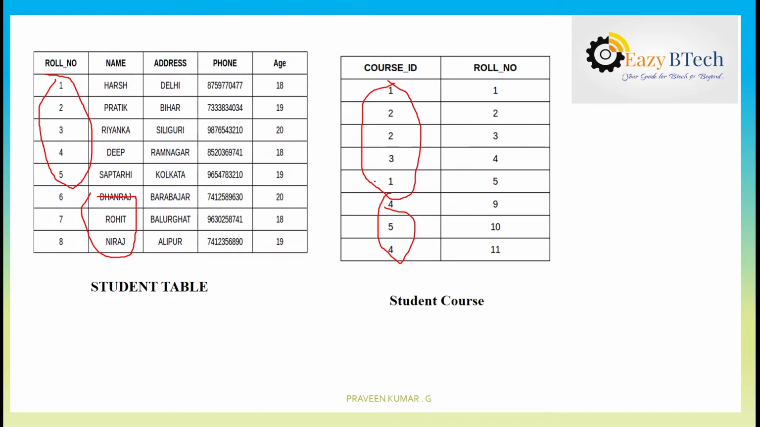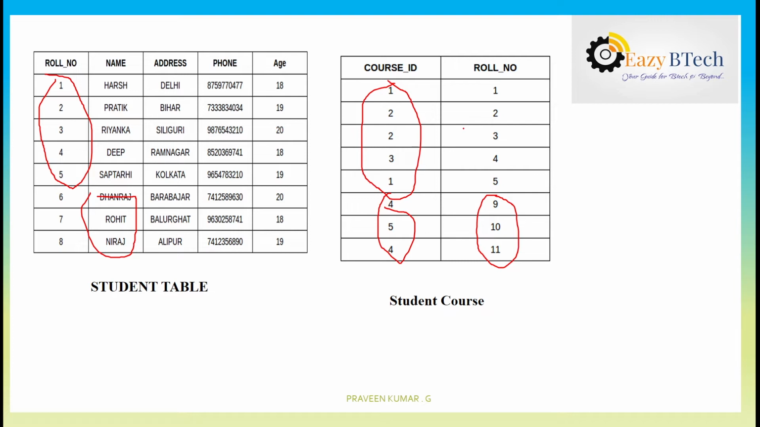Actually, rule number 9, rule number 10, rule number 11, these students are selected, but these students do not belong to the student table. These are other students. Rule number 9, rule number 10, rule number 11 are not available in the student table. That's why the student table is the left side and this is the right side.